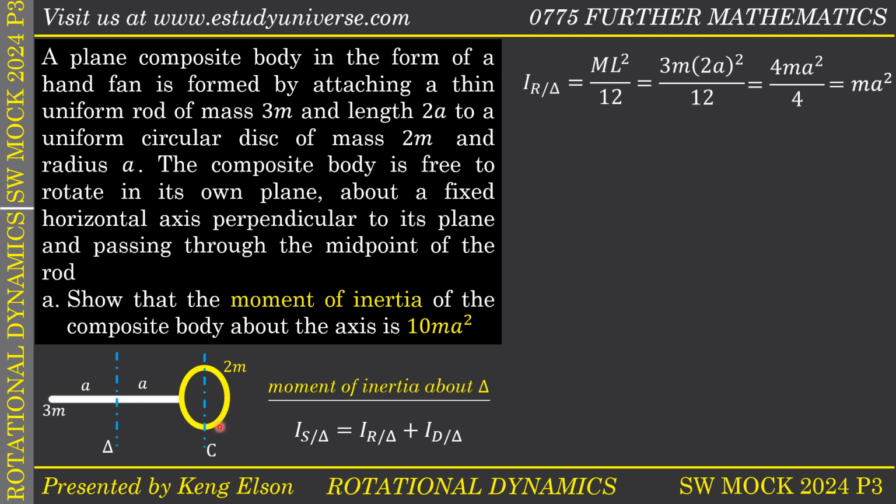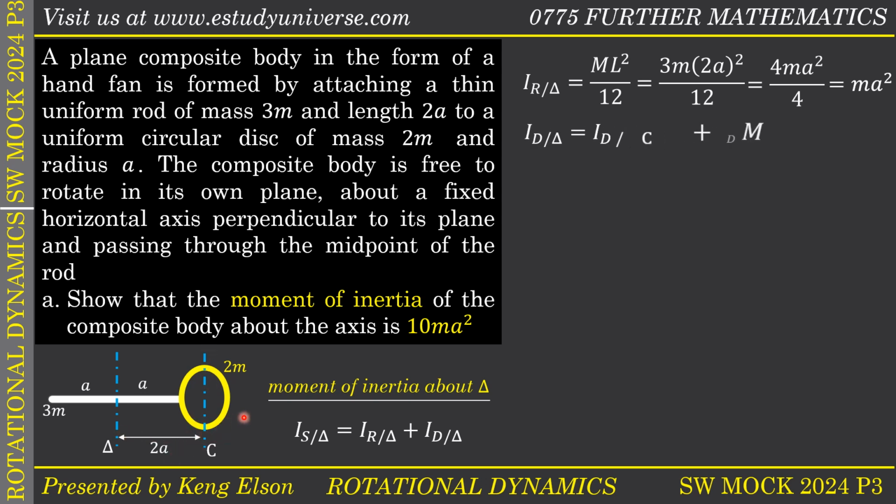So I can call the axis passing through the center of the disc the axis C. The distance separating the axis delta and the axis C is basically a plus the radius of the disc, which is also a, right? So we are going to get 2a. So the distance separating the center of the rod and the center of the disc is basically 2a, because we need to add this a here plus the radius of the disc, since the axis C is passing through the center of the disc. So that distance separating the two axes is 2a.